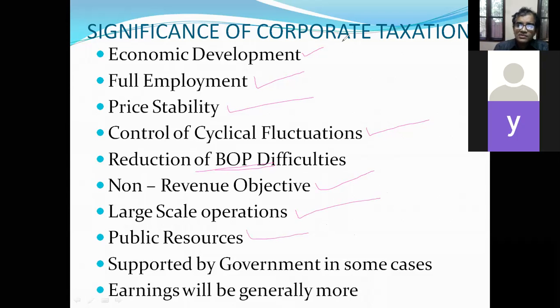Whereas government provides certain facilities to corporate bodies, companies in certain cases. So that is why corporate taxation is very, very important. And earnings will be generally more, thousands of crores of rupees will be earned by corporate body, that is a company. So in such a case, they have to maintain proper records. So corporate taxation ensures proper records are maintained by companies. So this is the significance of corporate taxation.